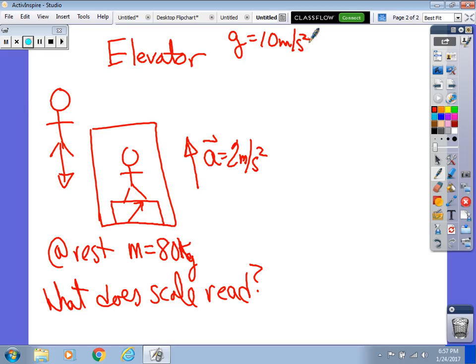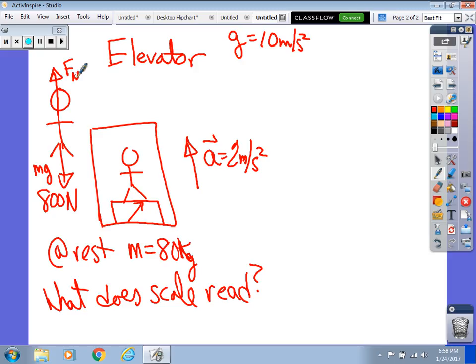So if I use that for g, then this guy's weight is going to be 800 newtons downward. How did I get that? m times g. I took his mass and multiplied it by 10. If he is at rest, that means these forces are balanced. That means the force of the scale upward on him, the normal force of the scale, also has to be 800. So the scale is going to read 800 newtons. Okay? That's if he's at rest.